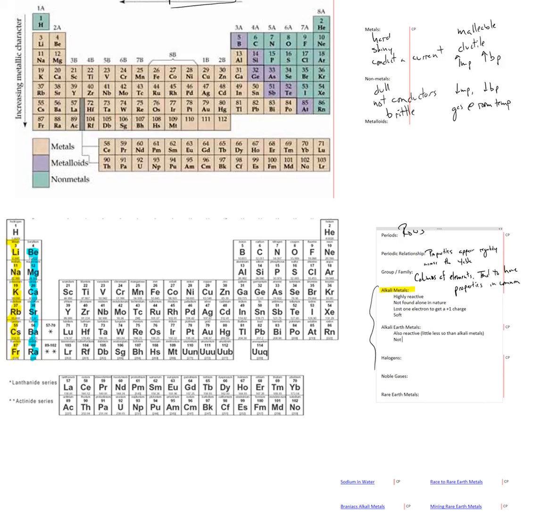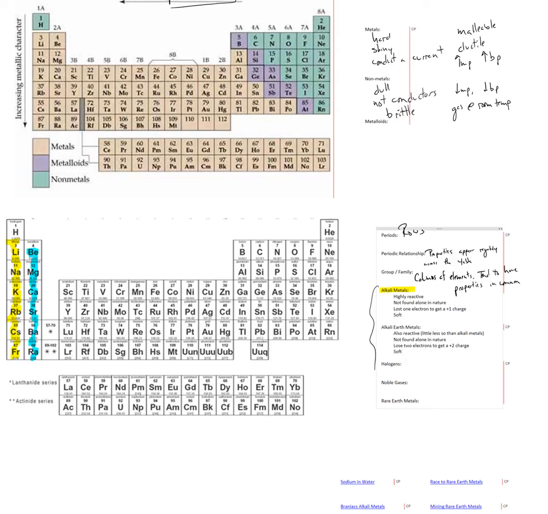These typically are not found alone in nature. That is to say that you won't find a lump of calcium or a lump of magnesium just lying around. Those things need to be purified. They tend to lose 2 electrons to get a +2 charge. We'll talk more about ions later. And these also tend to be pretty soft. So just some properties of alkali earth metals.